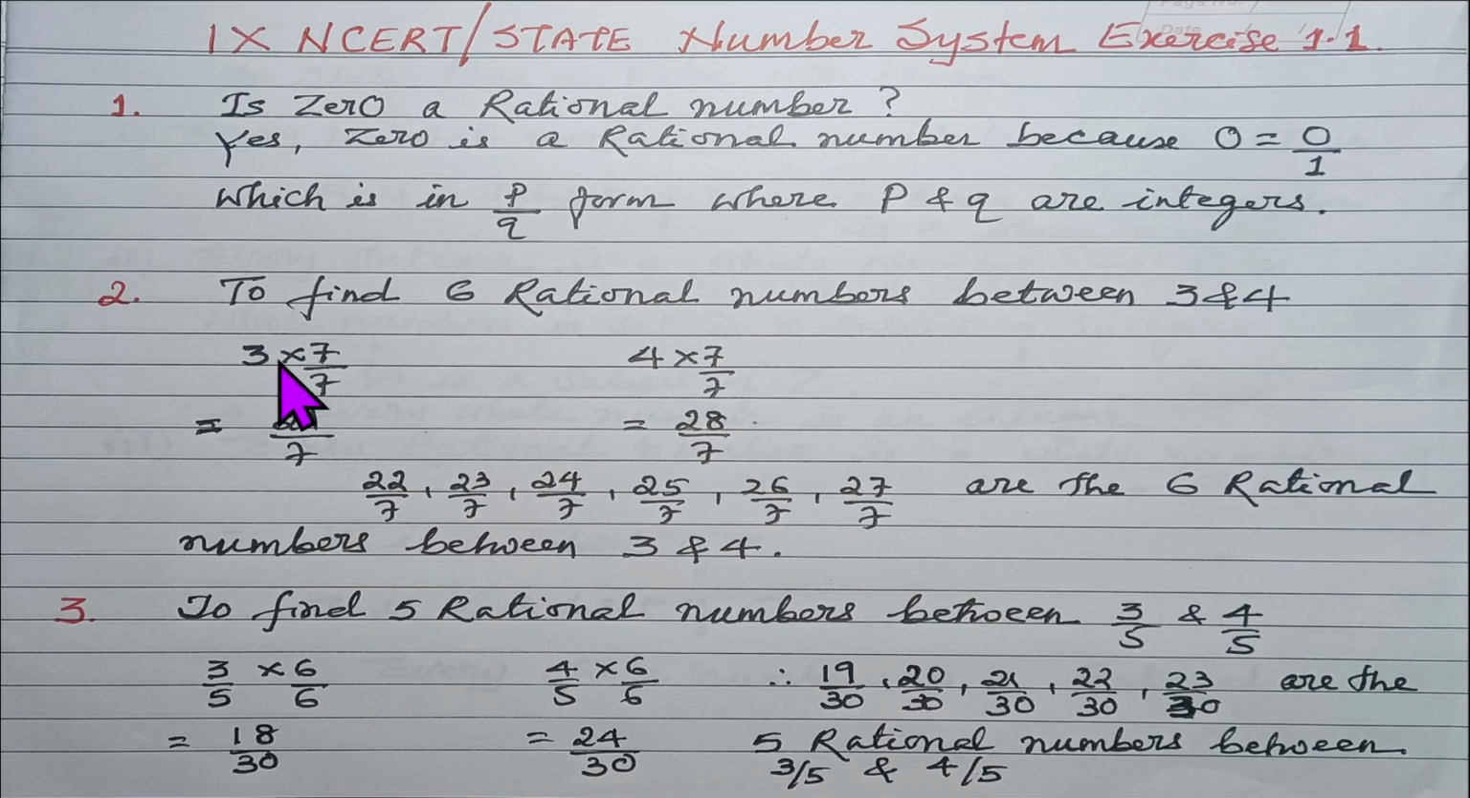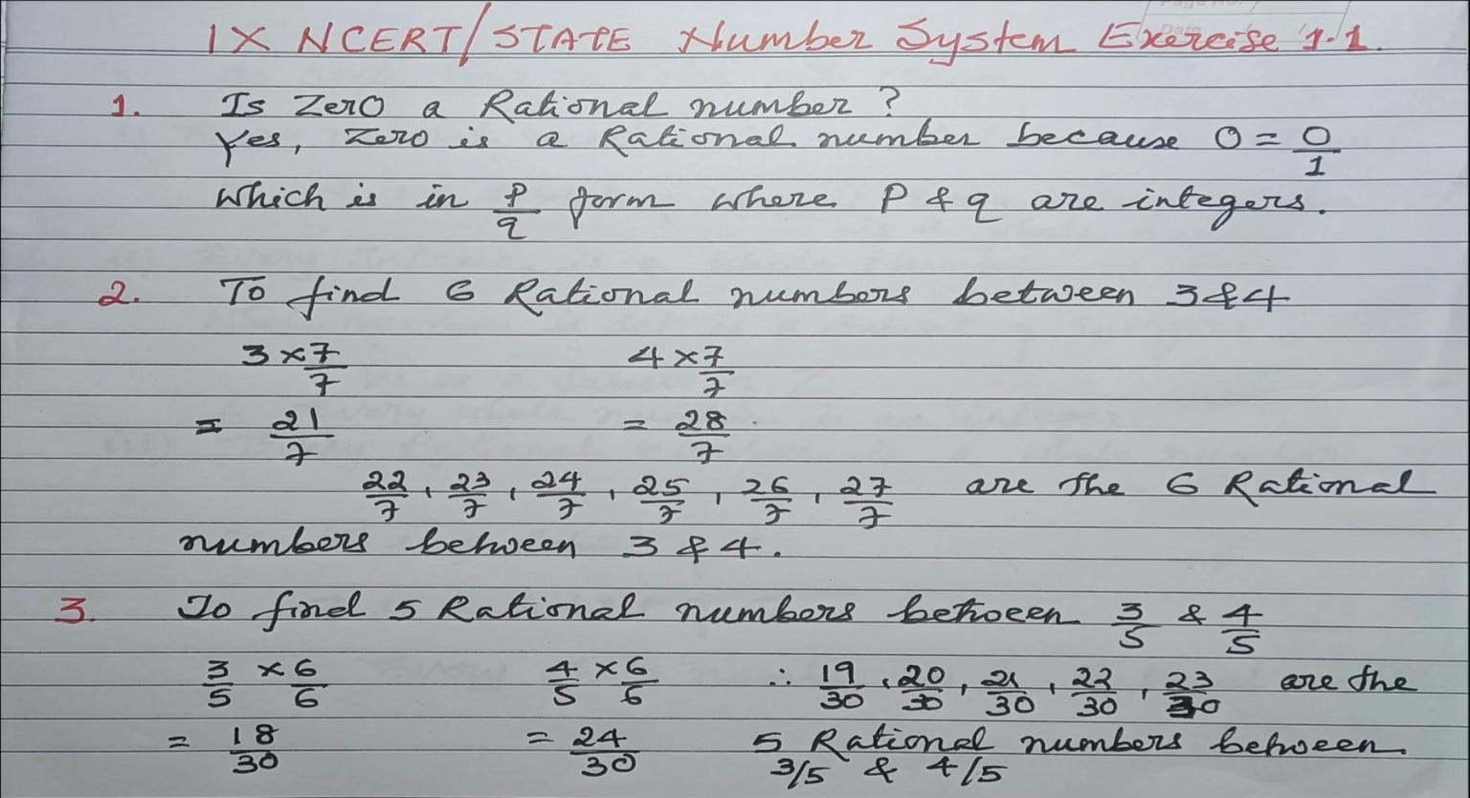So multiply 3 into 7 divided by 7, that means make the denominator 7. So it will be 21 upon 7, and 4 into 7 is 28, 28 by 7. Once I get 21 by 7 and 28 by 7, the 6 rational numbers between them are 22 by 7, 23 by 7, 24 by 7, 25 by 7, 26 by 7 and 27 by 7, which are the required 6 rational numbers between 3 and 4. A very easy method, we can adopt this method.